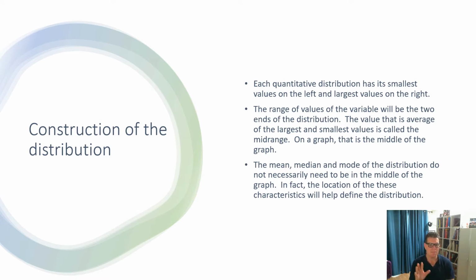The mean, the median, and the mode of the distribution do not necessarily need to be in the middle of the graph, and that's why we want to distinguish what the center is. The mean, the median, and the mode could be anywhere on that graph, in any location depending upon external factors. And so consequently, we don't want to think about them as the middle. We want to think about the mid-range as the middle, and the mean, the median, and the mode as the center.